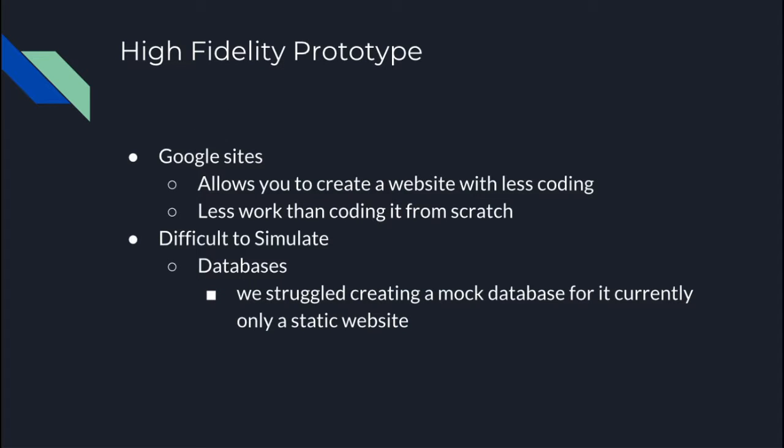Now, when creating our actual high-fidelity prototype, we decided on Google Sites. It's a really great website for creating your design. It has all the tools there, so you don't need to code it from scratch at all. It was really easy to simulate exactly what we wanted to do. The only problem we had, of course, is that we didn't have access to a database, so we couldn't really show a class search function.